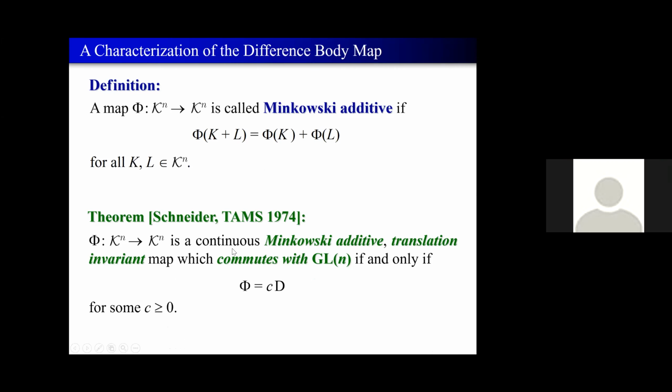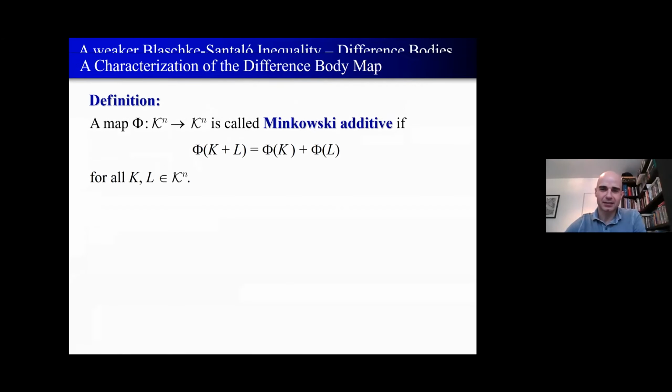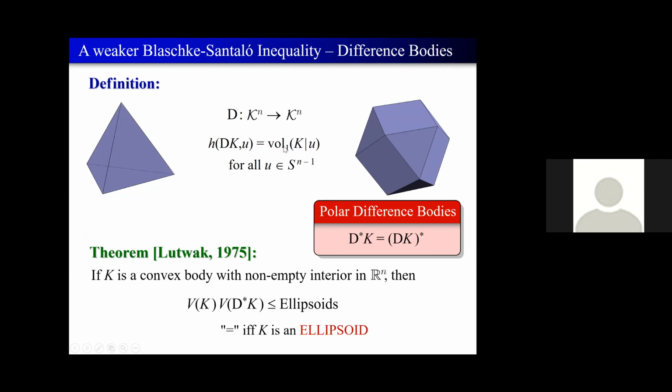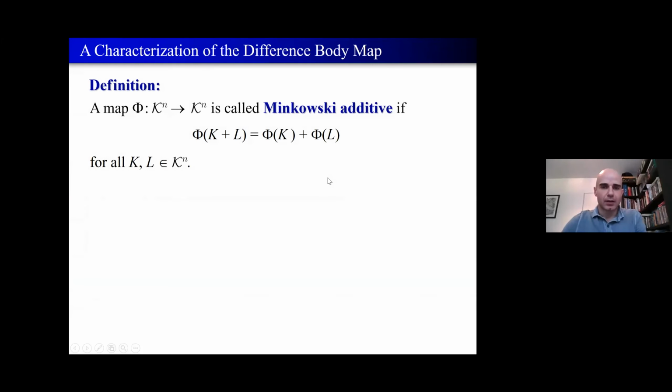Sorry, why do you call it difference body? As far as I know, it is a projection body, isn't it? No. So I'm calling this the difference body because DK is the same as K plus minus K, where minus K is the reflection at the origin. The projection body is the one where you calculate the n minus one dimensional volume of hyperplane projections. Thank you. Thanks. No problem.